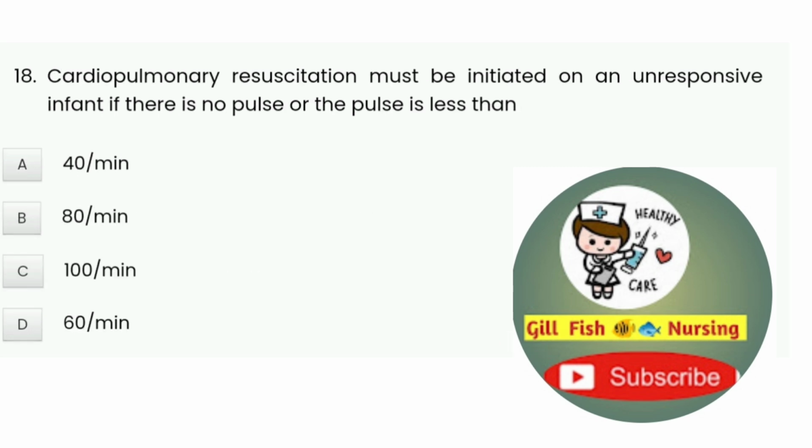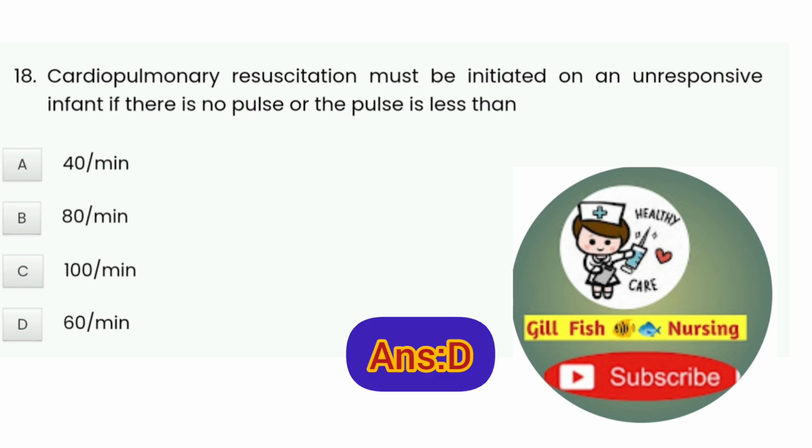Next question. Cardiopulmonary resuscitation must be initiated on an unresponsive infant if there is no pulse or the pulse is less than: option A, 40 per minute; option B, 80 per minute; option C, 100 per minute; option D, 60 per minute. What is the correct answer? Can you guess that? The correct answer is option D, 60 per minute.